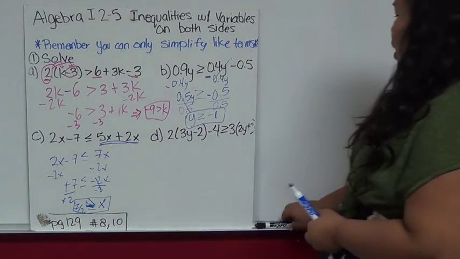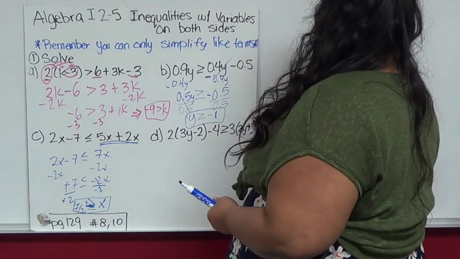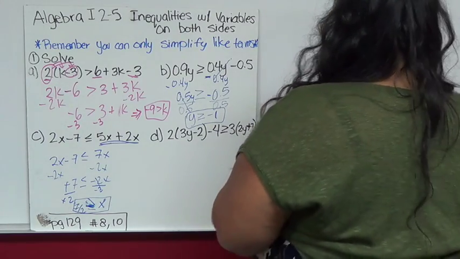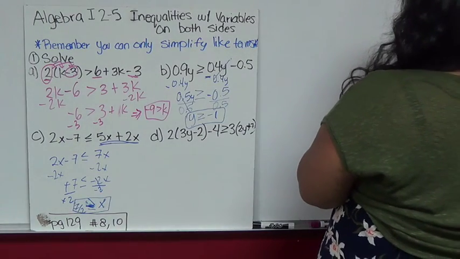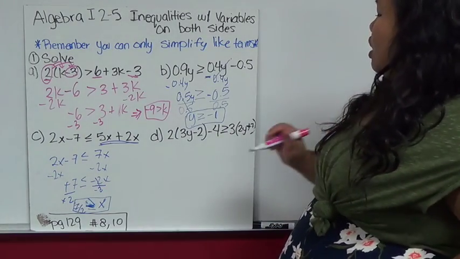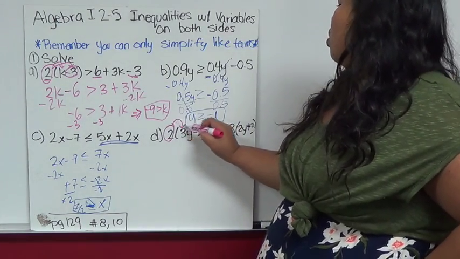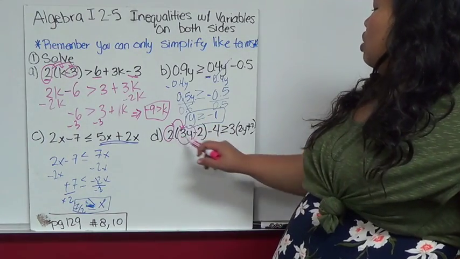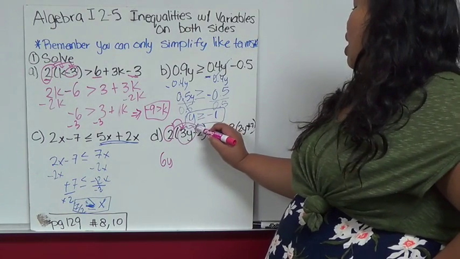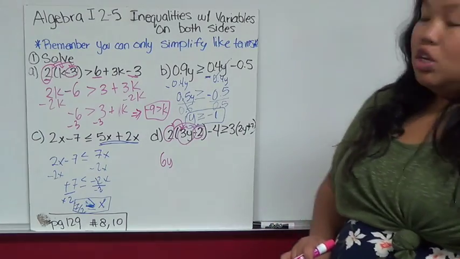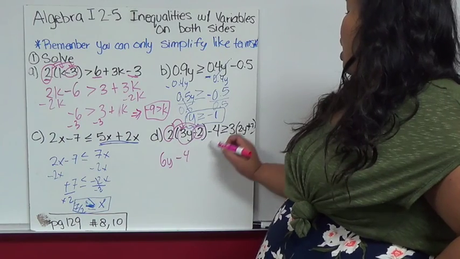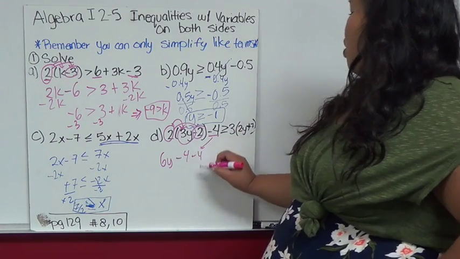All right? The next one is a little bit more challenging, not challenging, just more work, but we have two sets of parentheses. So we have to make sure to do the parentheses first on both sides, and then we can start moving things around. So I'm going to take this 2 and multiply it by the entire thing. So 2 times 3y is 6y. And I'm going to take this 2 and multiply it by 2 and the sign in front of it. So 2 times negative 2 is negative 4. And I'm just going to bring this down, negative 4.